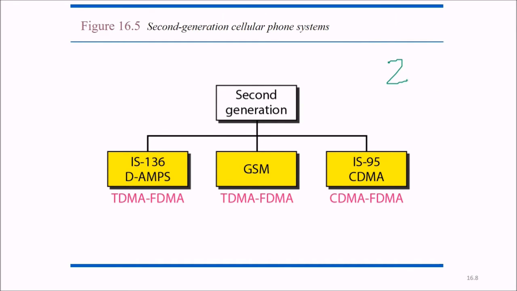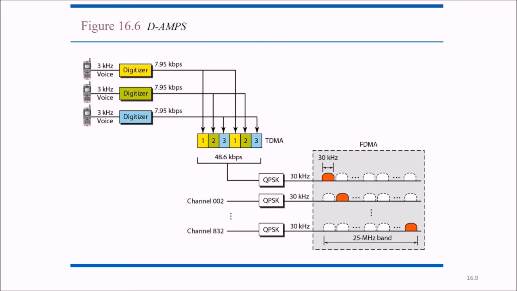This is 2G, or second generation cellular phone systems. These use TDMA and FDMA, like IS-136, DAMPS, and GSM, that is Global System for Mobile, which uses TDMA and FDMA. Again, CDMA, that is Code Division Multiple Access, which is IS-95, is also used.